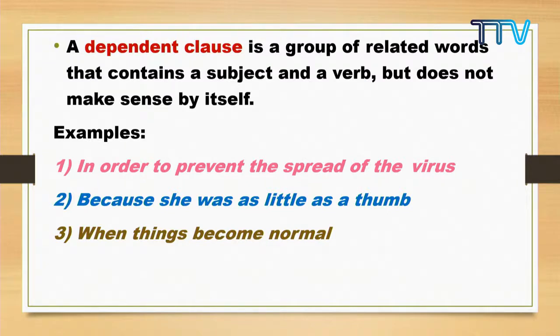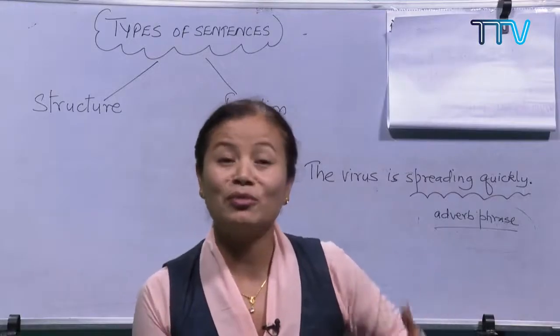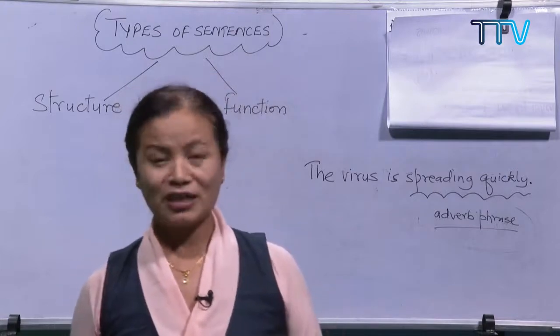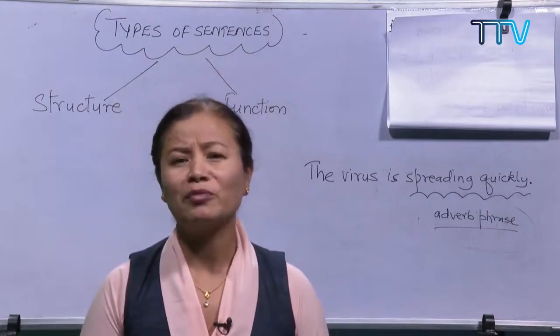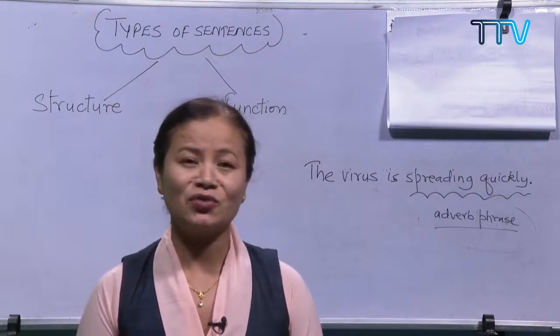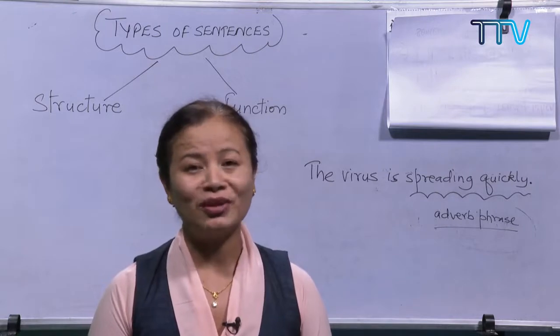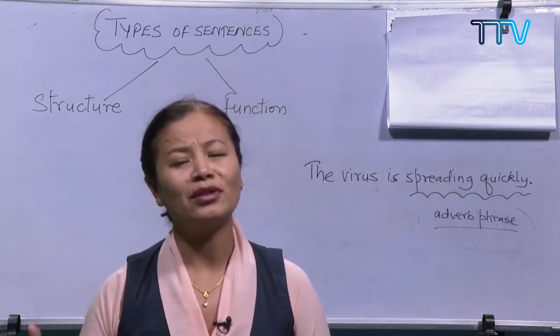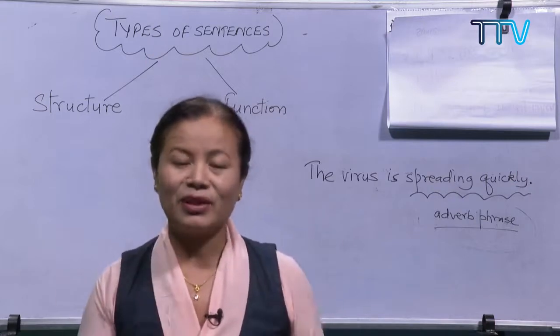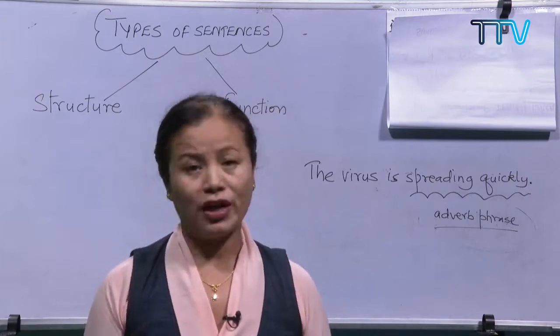Okay? When things become normal, then what? What is going to happen when things become normal? Will the schools and colleges open? Will you be able to go to your schools and meet your old friends, teachers and classmates? You're very excited. Many of you might be waiting for schools to open, but looking at the present situation, things are not normal. So when things become normal, you're expecting something. What is going to happen? Okay, so this is a dependent clause. And now we have one more example.